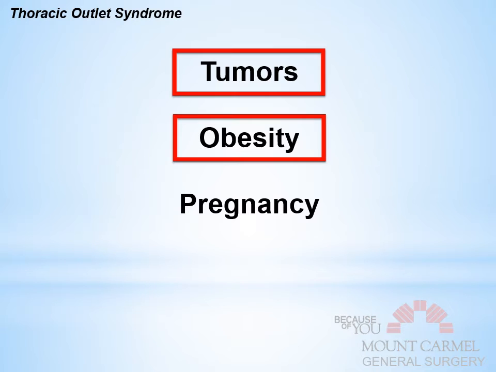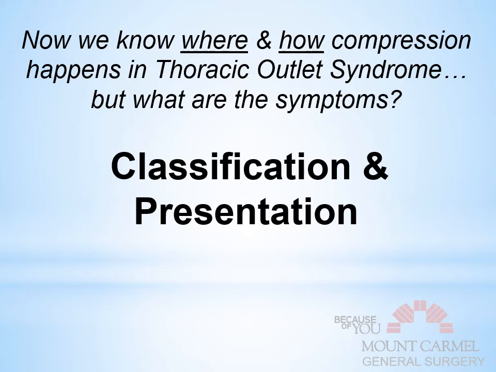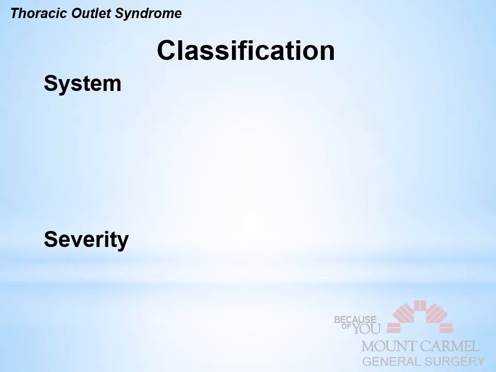All right, next there's tumors, obesity, and pregnancy. Pregnancy is mainly due to the redistribution of fat. Obesity is due to obviously just fat itself, and then tumors, it's a mechanical displacement. Okay, so now we sort of understand the where and how the compression occurs. There's those three sites that we talked about, and sort of what can be the major player here, but we still need to classify them a little bit better, and we're going to talk about that here, okay?